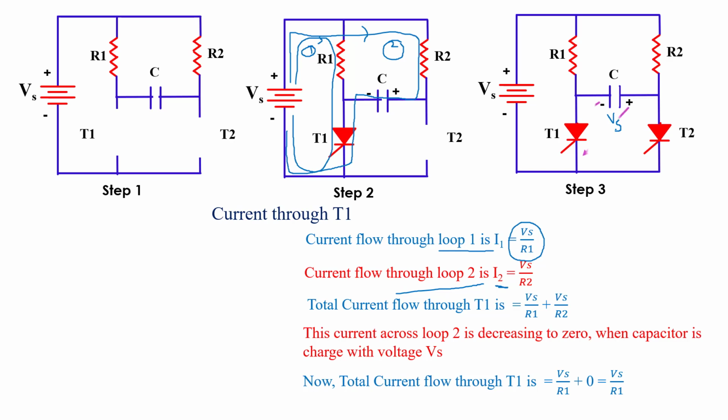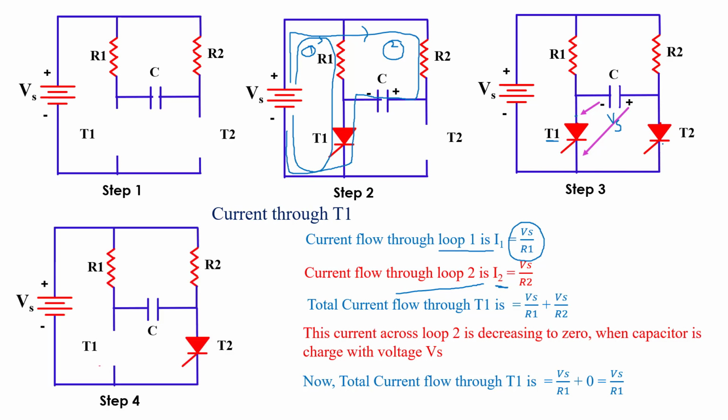This time this polarity of the capacitor will turn off the T1 thyristor, because the negative of the capacitor is connected to the anode of the T1 thyristor. That will make the T1 thyristor turn off. Now we apply a gate triggering pulse to the T2 thyristor, and the T2 thyristor gets turned on and behaves like a closed switch. Now we have to calculate how much current flows through the T2 thyristor.